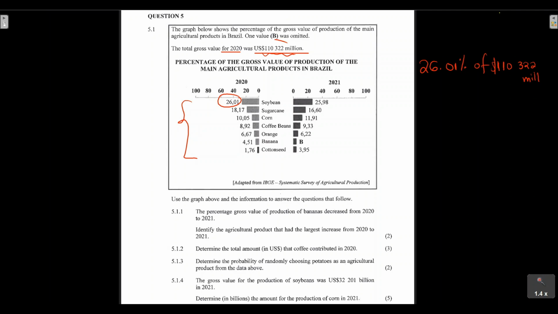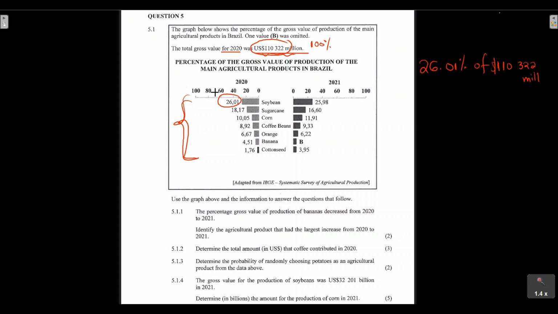Okay, so this 110,322 just represents the 100% of all of these products. And the others were basically not shown. Remember, the products that we see on this bar graph are just the main agricultural products produced in Brazil. However, we still have others that are not included, okay? So those are the other products that are also included in the 100%.